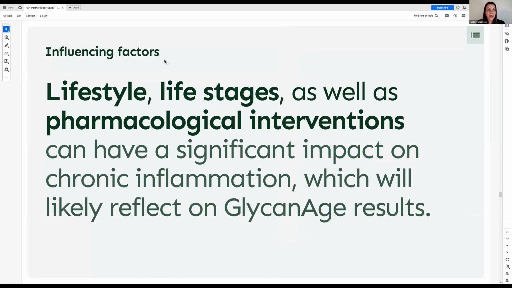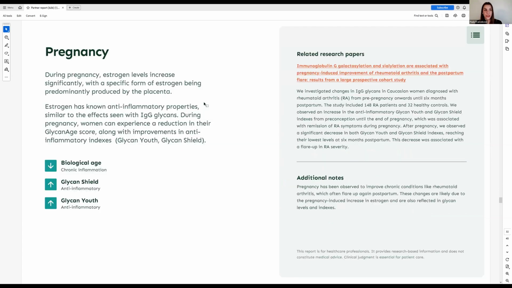Okay, now we came to the influencing factors part of the report. I really like this one, and I think it's going to be even more fulfilled in the future. But this is a sum up of certain drivers that either cause beneficial changes or not so beneficial changes in parts of the glycome. So for example, with pregnancy, what we would expect to see is an overall reduction of the biological age and an increase of the anti-inflammatory side of glycans. So very positive changes with pregnancy.